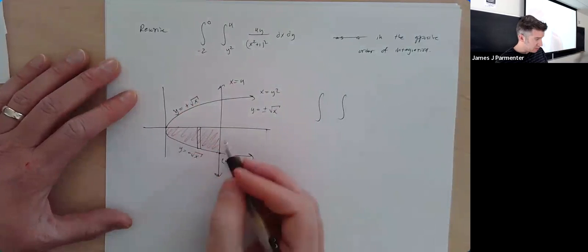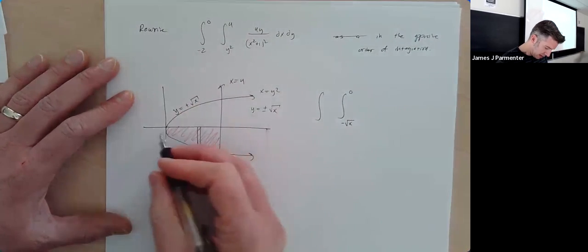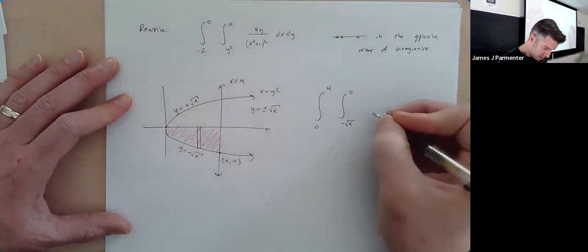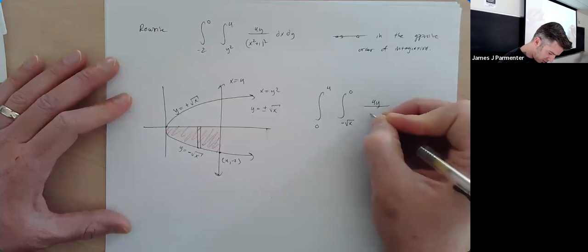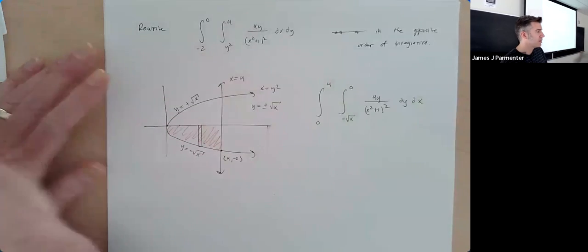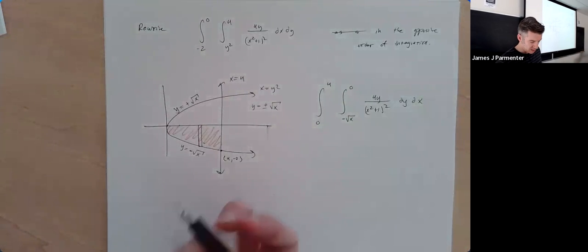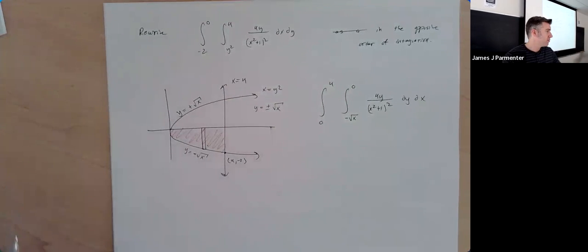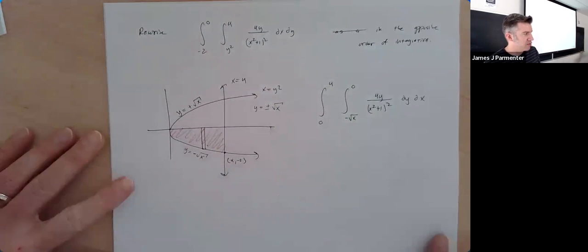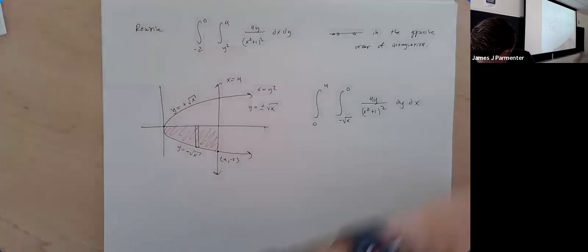So if I was rewriting this region, it would be negative root x to 0, and then x would still be going from 0 to 4. And then still the same integrand, 4y over (x squared plus 1) squared, and then it'd be dy dx. So I can see that being a slightly trickier version of this question, to see that you have to have the negative root x there instead of the positive one. Again, I know we're not usually trying to be extra tricky, but sometimes people like to throw in a little twist just to make sure you're paying attention, I guess, is how I could justify that to myself.